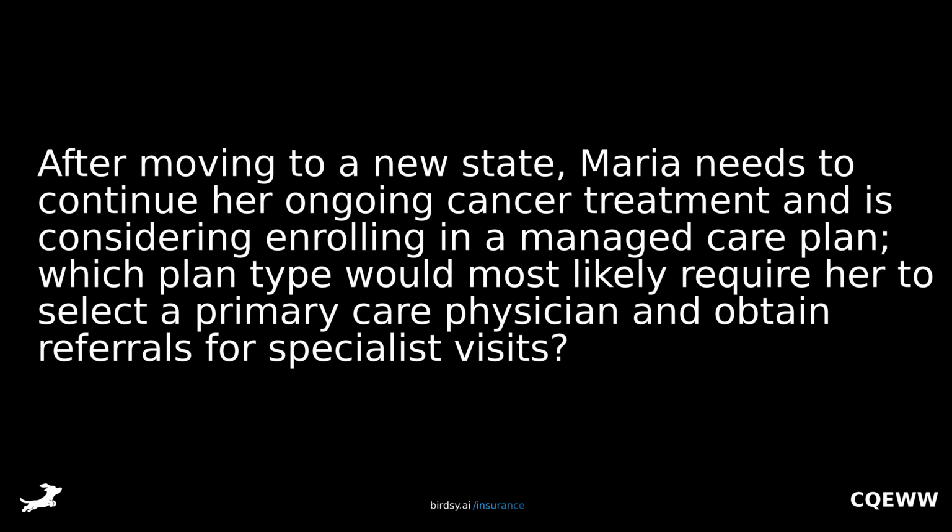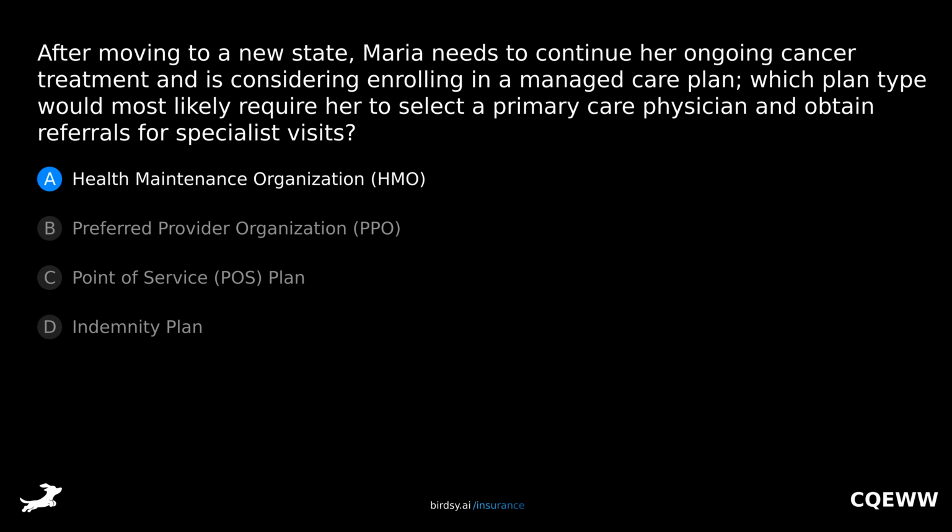After moving to a new state, Maria needs to continue her ongoing cancer treatment and is considering enrolling in a managed care plan. Which plan type would most likely require her to select a primary care physician and obtain referrals for specialist visits? Is it A. Health Maintenance Organization, HMO, B. Preferred Provider Organization, PPO, C. Point of Service, POS plan, or D. Indemnity plan? The correct answer is A.